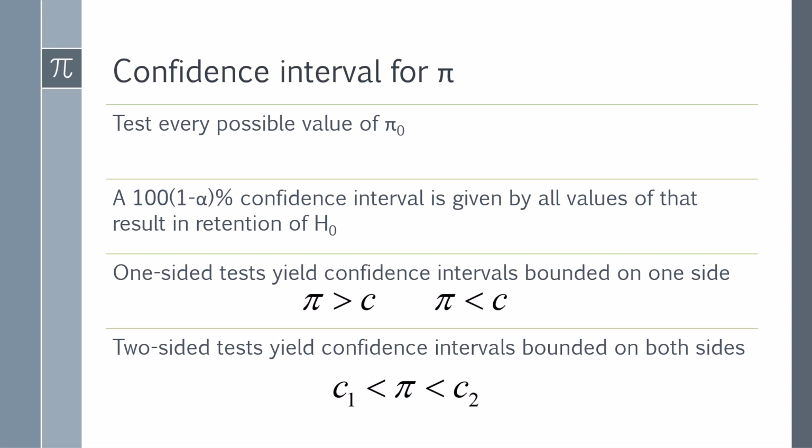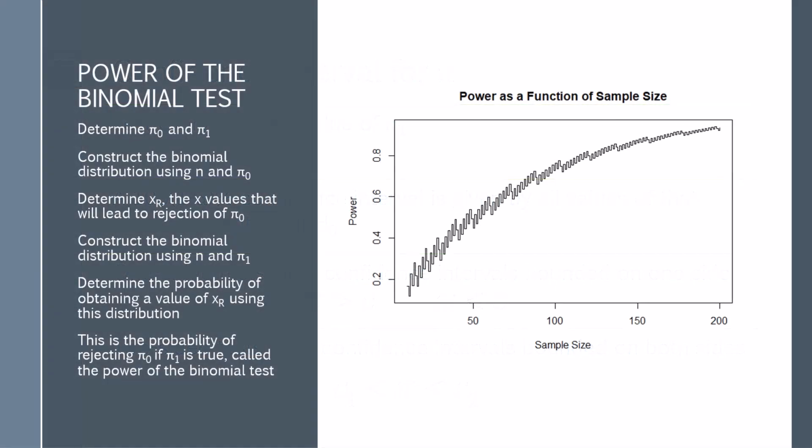Prior to beginning our hypothesis testing, we may want to make sure that we have a large enough sample size, so we can calculate the power of the binomial test based upon our proposed sample size. We determine both the null hypothesis and a specific alternative hypothesis. That is, we cannot just say that the alternative is not the null hypothesis. We have to come up with a specific value.